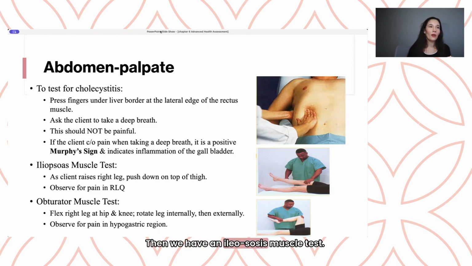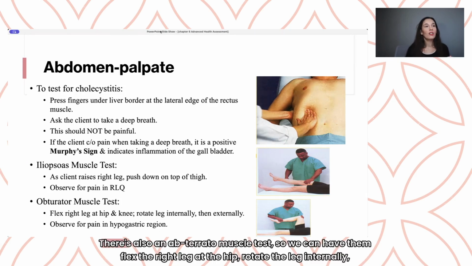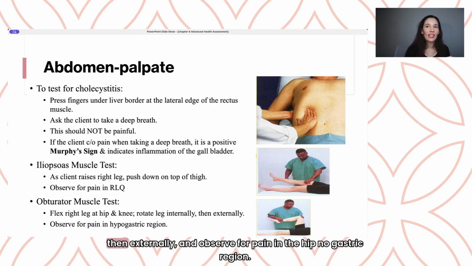Then we have an iliopsoas muscle test. As the client raises their right leg, we want to push down on top of the thigh and observe for any pain in the right lower quadrant. There's also an obturator muscle test, so we can have them flex the right leg at the hip, rotate the leg internally, then externally, and observe for pain in the hypogastric region.